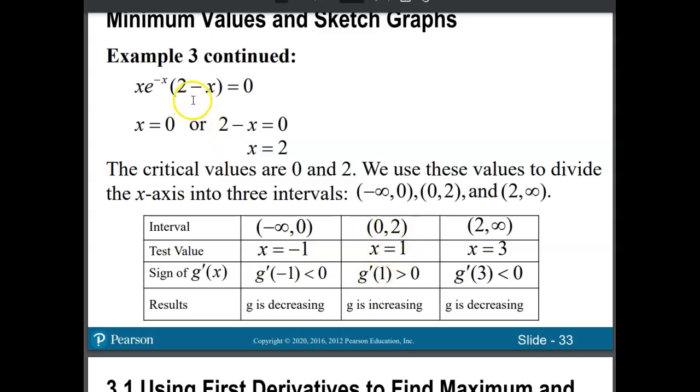Plug in a 1 into here, you get a positive result. So g prime of 1 is greater than 0. This means positive. I don't know why they didn't just put a minus sign, a positive sign, and a minus sign, but this means the same thing. Over here, plugging in 3 gives me a negative. If I had a negative number here, the function's decreasing. This is a positive number, meaning the function increases, and then again, a negative number means it decreases.